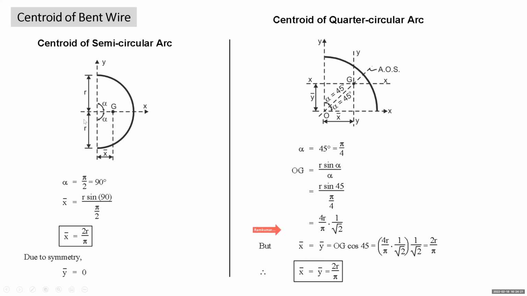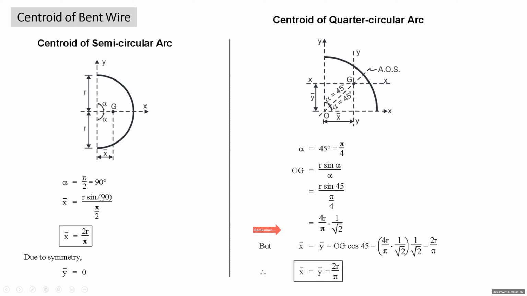Now, we'll apply this formula to arrive at the centroid of a semicircular arc. Just see that. This is your semicircular arc. The distance is measured along the axis of symmetry, so this distance x bar will be equal to r sin alpha upon alpha. Alpha is the half angle. The total angle subtended is 180 degrees, so the half angle alpha is 90 degrees or pi by 2.